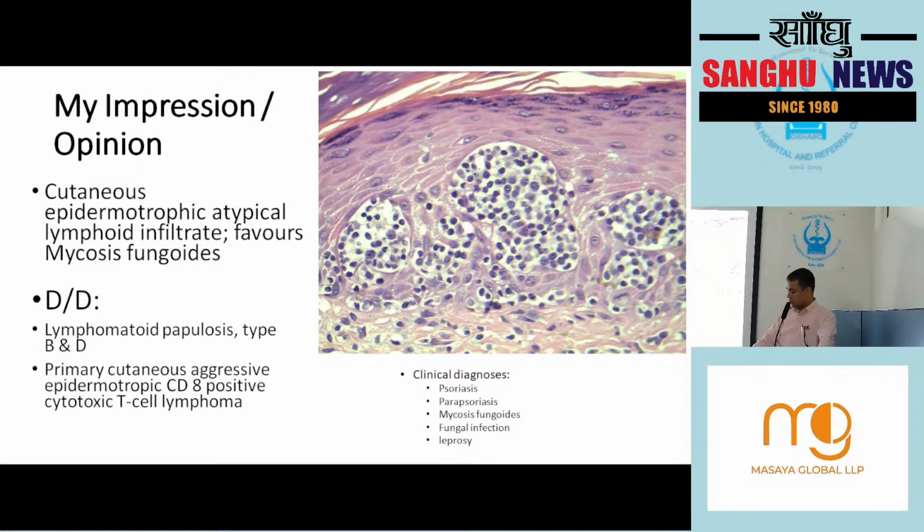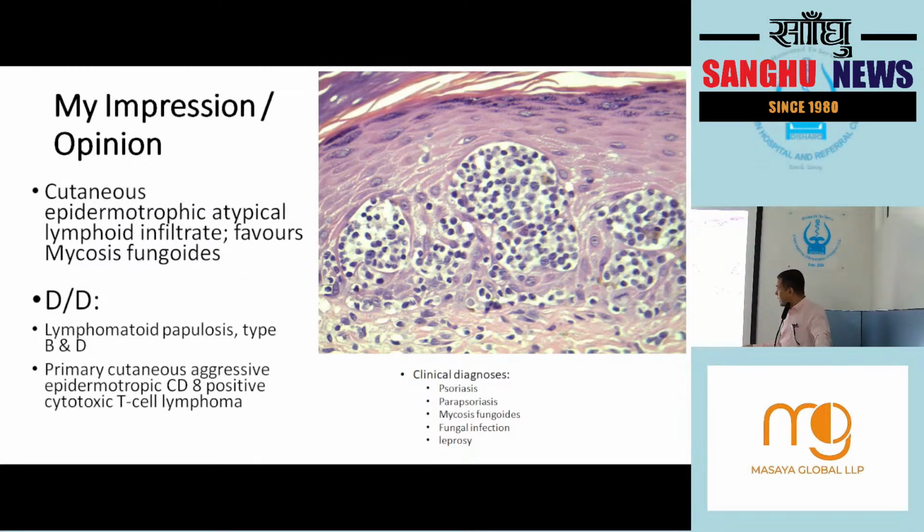With this, you see, these are the clinical diagnoses. Psoriasis, I do not think of that. I rule out all of them except MF. With this nest, epidermotropism, haloed lymphocytes, I made a diagnosis of cutaneous epidermotropic lymphoid infiltrate, favors mycosis fungoides. Because I do not diagnose cutaneous lymphoma without IHC and without clinical picture. If I don't see the clinical picture, I don't diagnose lymphoma.